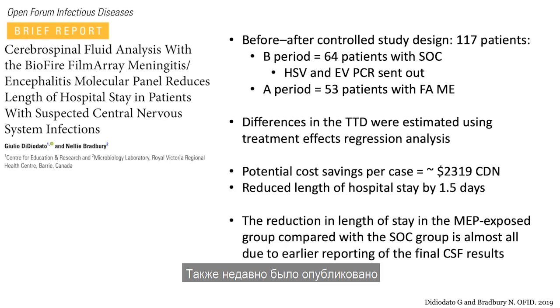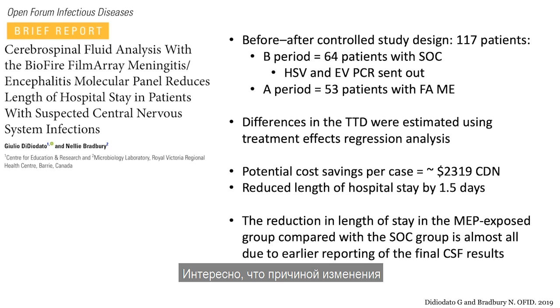A Canadian study was just recently published looking at a group of patients that were offered standard of care testing only, where the HSV and the enterovirus PCR was sent out, and then a group of patients that had the FilmArray panel ordered on them. What they were looking for was the time to discharge, and they estimated that using regression analysis. They reported a potential cost savings of about 2,300 Canadian dollars per patient, with a reduced length of stay of 1.5 days in the group that had the FilmArray tested.